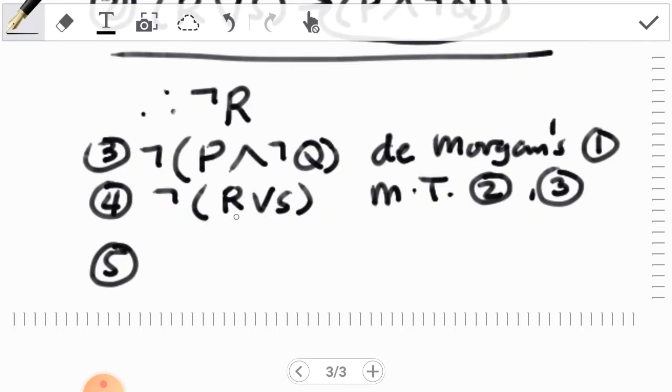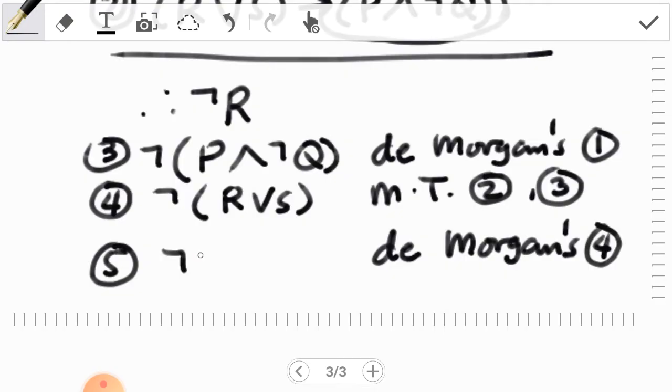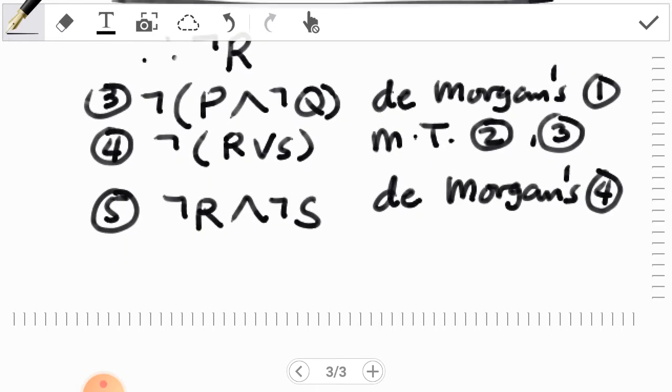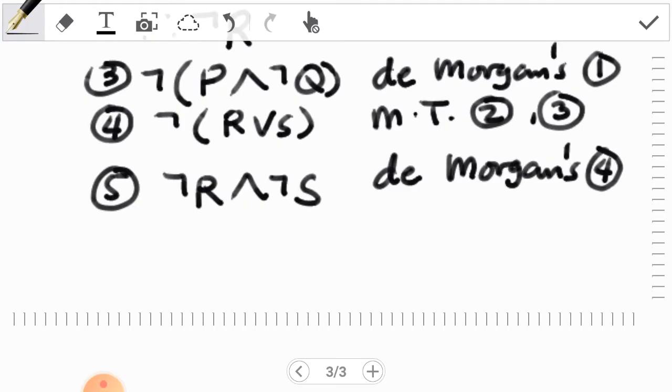Now, we have here R or S, but the entire thing is negated. So, applying again De Morgan's rule for line number 4, we get not R, that now becomes and, not S. Okay, we want not R as the conclusion. This is a conjunction. We can now use simplification. So this is just a single line.